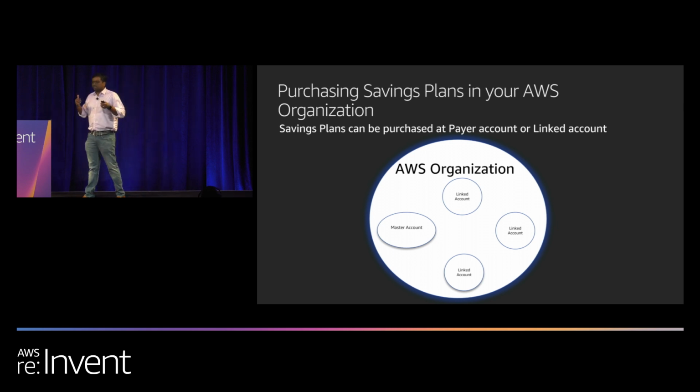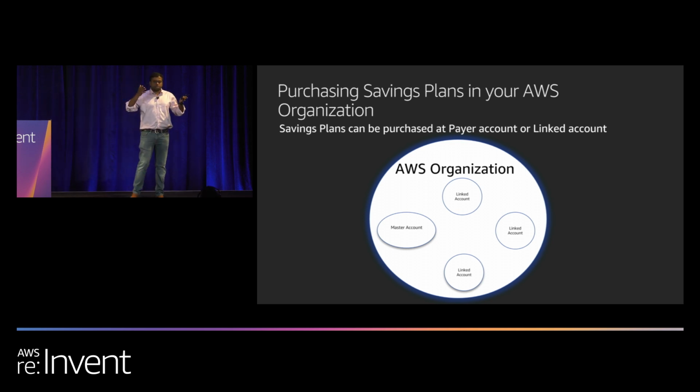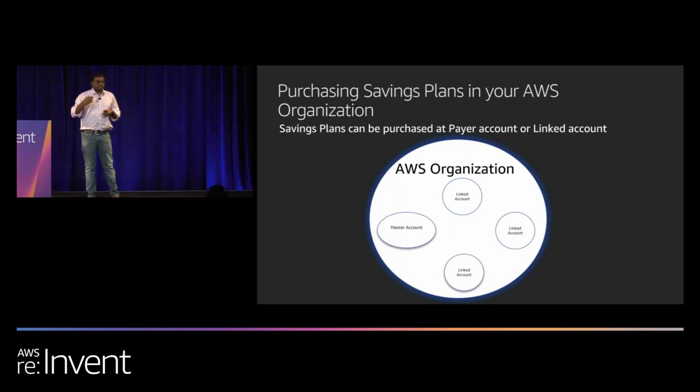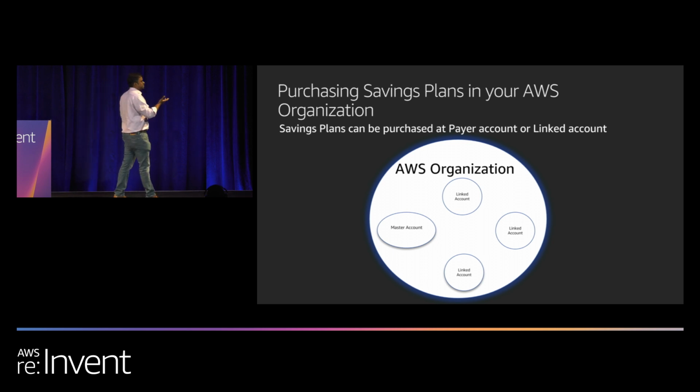And by default, the benefit of a Savings Plan applies to your entire organization. You can, of course, choose to turn it off. There's a setting for that in the billing dashboard. When you turn that off, then your RIs and Savings Plans benefits will only be restricted to the account that purchased them, or what we call the owning account.